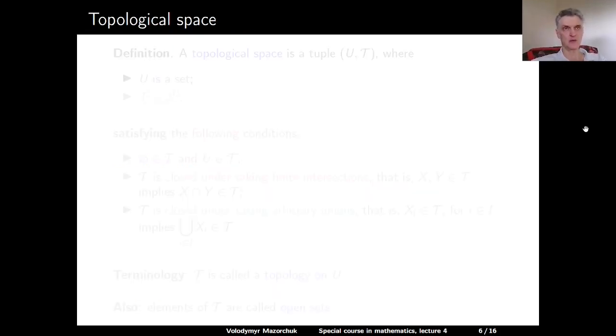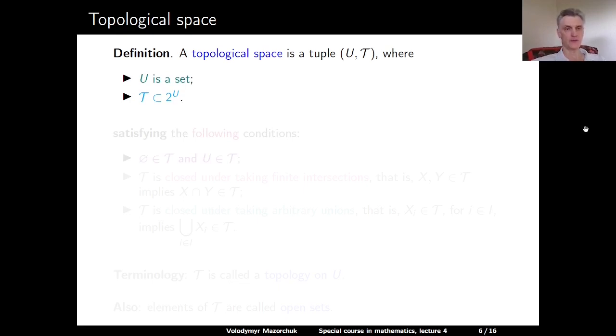Okay, so now, after recalling all the set operations, we can define the notion of a topological space. Definition: a topological space is a tuple consisting of two things. First of all, a set U, and then a subset T in the Boolean of U, so a collection of subsets of U. And this tuple should satisfy the following axioms. First of all, both the empty set and the whole U should belong to T.